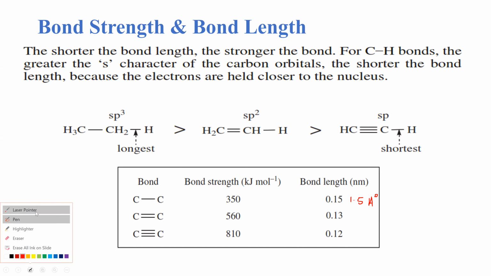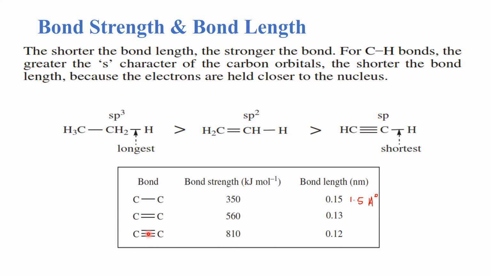So here you can see carbon double bond carbon is 560, and its bond length is 0.13. Carbon triple bond carbon is 810 and 0.12, right? So for the carbon double bond carbon, we need 560 kilojoule per mole for dissociation, for breaking that bond. That gives you the idea about the bond strength. So the triple is the strongest bond, which requires 810 kilojoule per mole for breaking that bond.